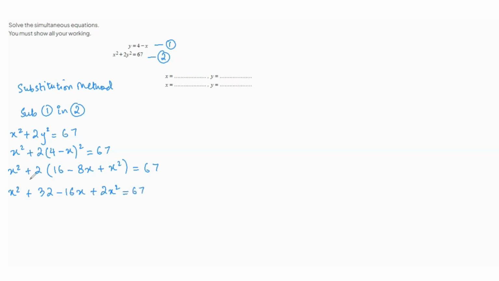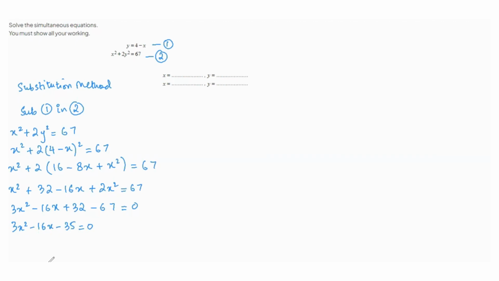Combine the like terms. x squared plus 2x squared is 3x squared minus 16x plus 32. And I'm going to bring the 67 to the left-hand side, so it becomes minus 67. So now we do 32 minus 67, which is negative 35. So now we solve this quadratic equation.